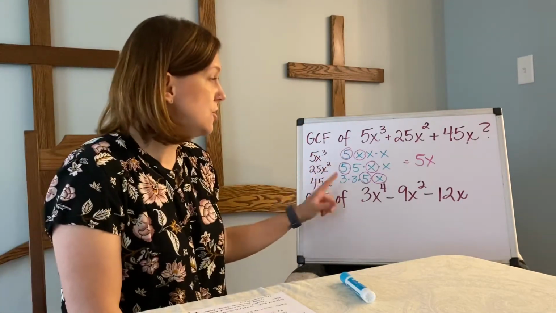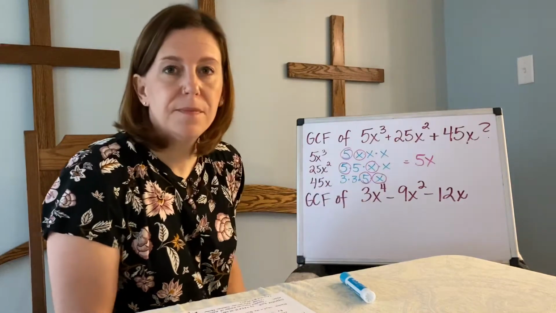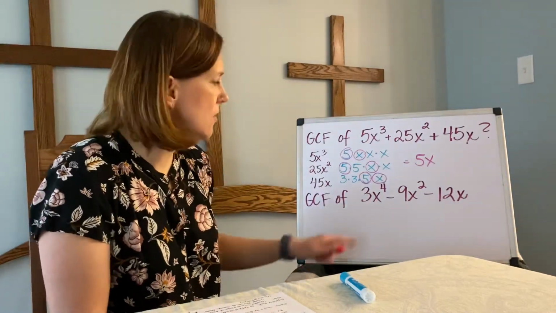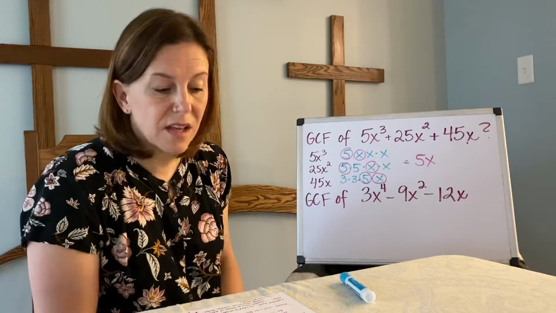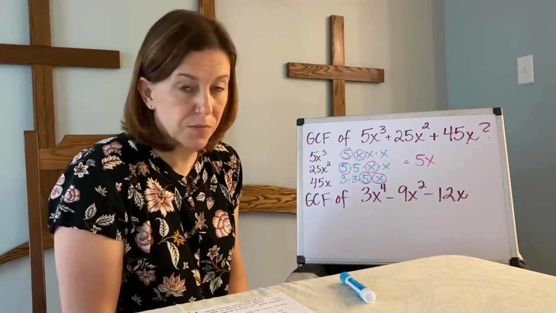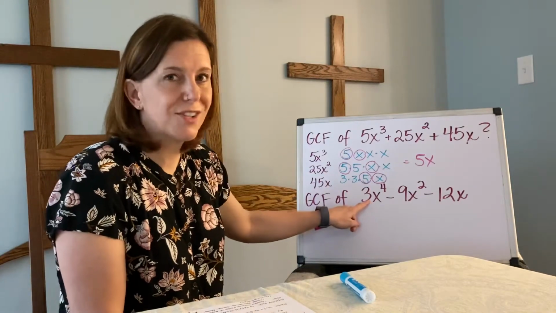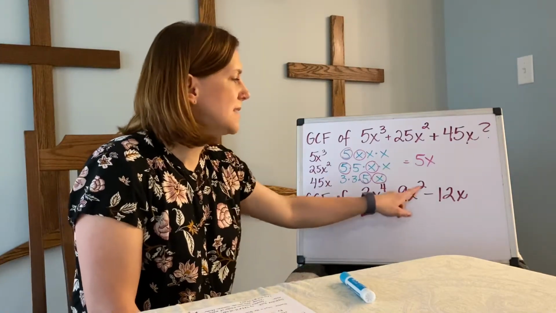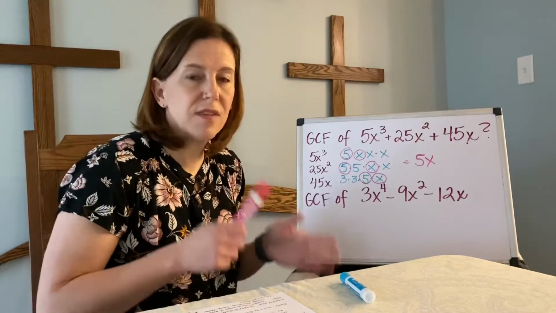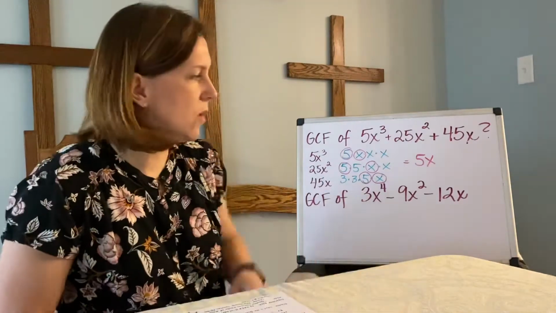What I want you to do is try the practice problem, pause the video, and attack this one. And this is the got it problem from problem 2 in your book. So greatest common factor of 3x to the 4th minus 9x squared minus 12x. Pause the video, try that one, and then we'll go over it together.